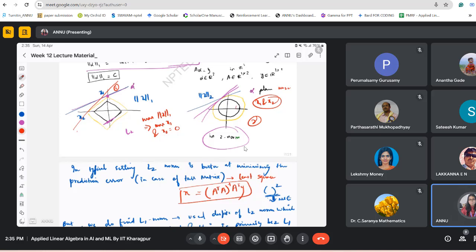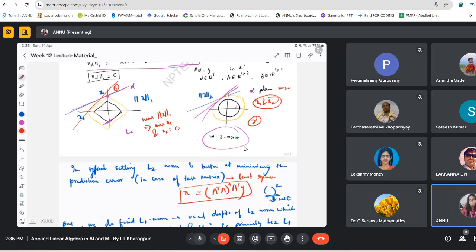Now, if A belongs to R^(m×n), you can write it using singular value decomposition, as a sum of rank 1 matrices. This is the singular value decomposition of A, used to compute the nearest rank. In order to produce a sparse solution, you have to minimize the L1 norm. I think that is clear from the figure.